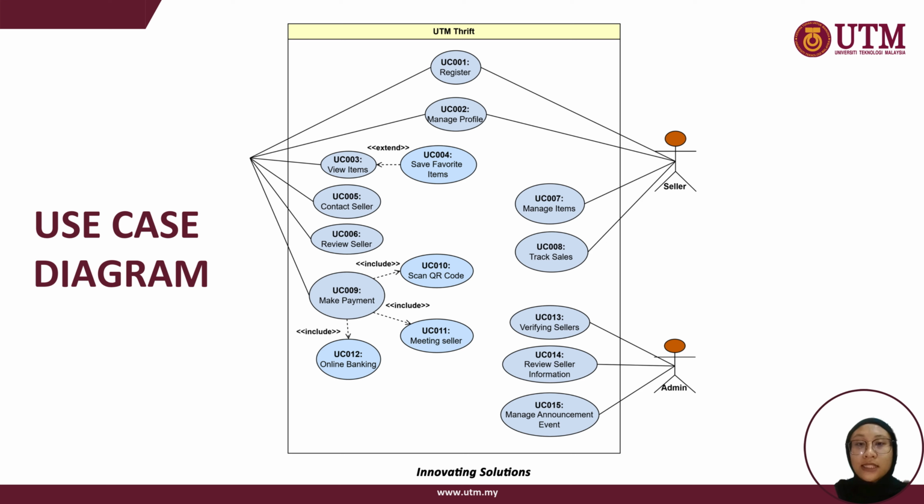And then we have the seller, who can manage item listings, including uploading, editing, and deleting their thrifted items. And lastly, the admin, who is responsible for verifying seller applications and managing thrift event announcements. So in total, there are 15 use cases, ensuring all roles in the system have well-defined functionalities.